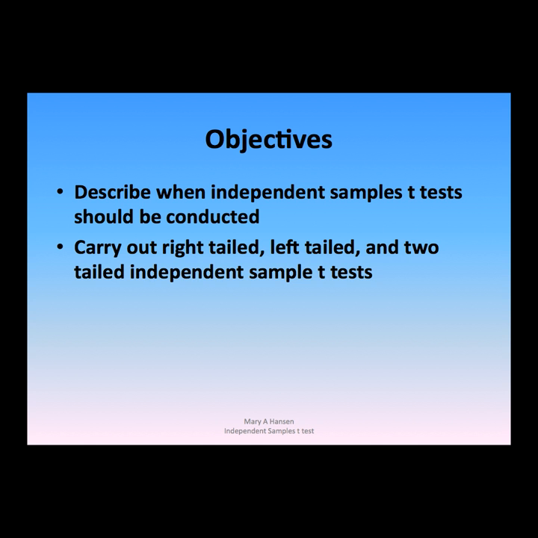You should also be able to carry out a right-tailed, left-tailed, and two-tailed independent samples t-test. In order to carry out this test, you state the null and alternative hypothesis, which in this case will involve mu1 and mu2. You then compute the test statistic, which is slightly more complex than the test statistics that we've looked at so far. Once you have computed the test statistic, you compare it to the t critical value.